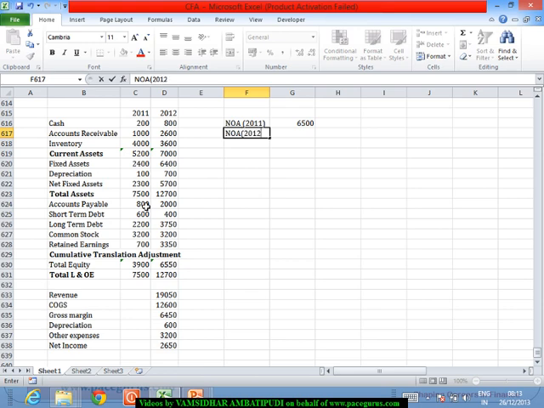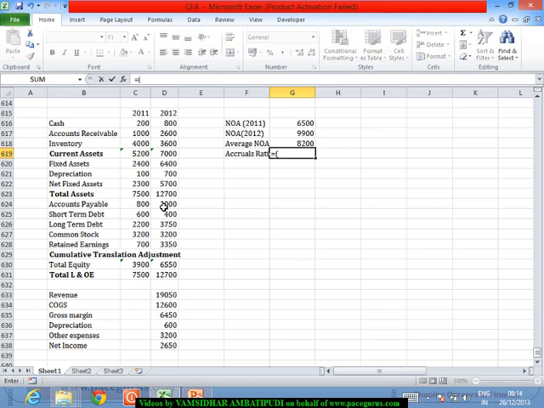Net operating assets of 2012 is the total assets of 2012 minus cash of 2012 minus the current liabilities, which is accounts payable being a current liability. We say net operating assets is this much. And average net operating assets, you can very well find out, right? I'll take the average of these two numbers, giving me the average net operating assets, and from here I can find out my accruals ratio.